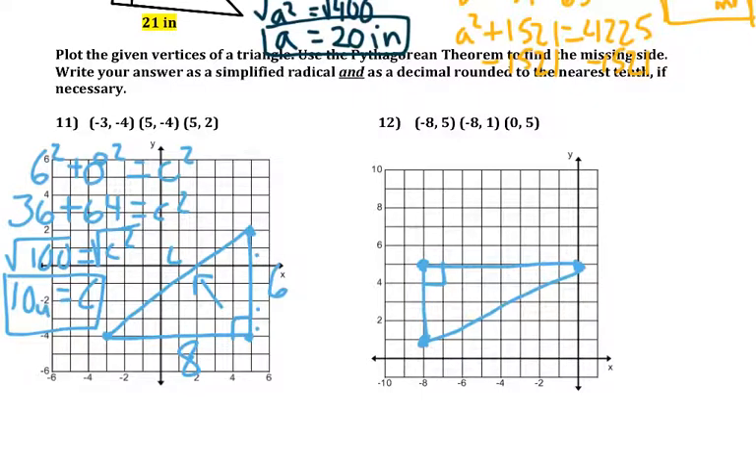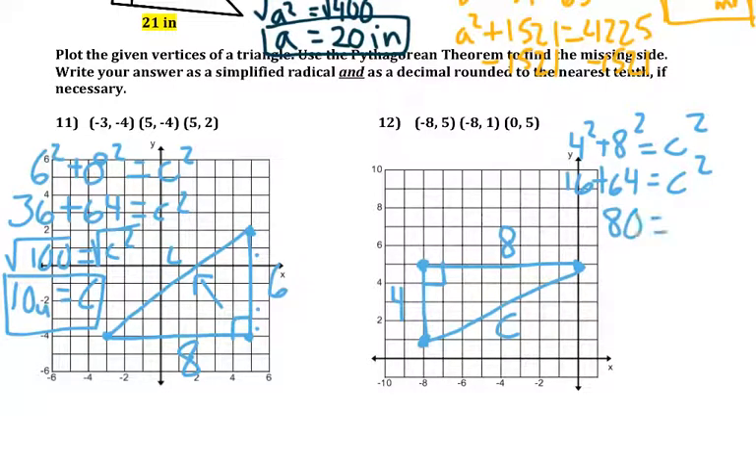Now we can count the two side lengths. So this vertical side length, 1, 2, 3, 4, is 4 units long. And the horizontal side length at the top is going to be 8 units long because it goes from 0 to negative 8. So we want to find the hypotenuse again, which is c. So setting up our Pythagorean Theorem equation, we have 4 squared plus 8 squared equals c squared. 4 squared is 16. 8 squared, again, is 64. And that's going to be equal to c squared. So if we add those together, we get 80 equals c squared.